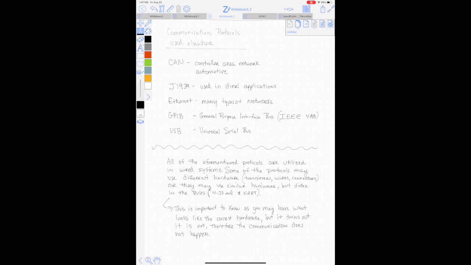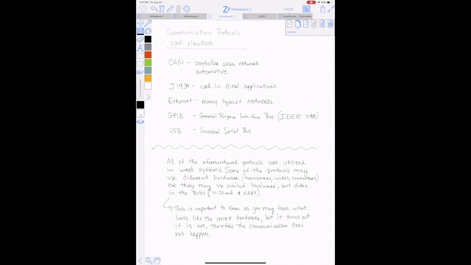So all of the communication protocols we've mentioned so far are used in wired systems. Each communication protocol requires specific hardware. For example, the transceiver, the wire itself, and the connectors used. Some of the protocols require different hardware, while some of them may utilize the same hardware. For example, the 4 to 20 milliamp loop and the HART. This is a good example that engineers came up with, utilizing a different protocol but the same structure. It's maximizing our use of our existing system.